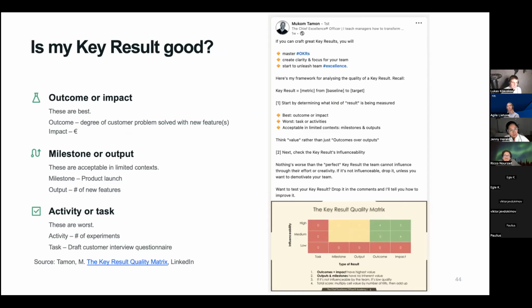Close to last: key results. How do we know they're good? Are you talking about outcomes and impacts? Hopefully you are. If they are output or milestone oriented, they're okay. If they're tasks, these are not key results. Those are the worst. So think about the type of key results.